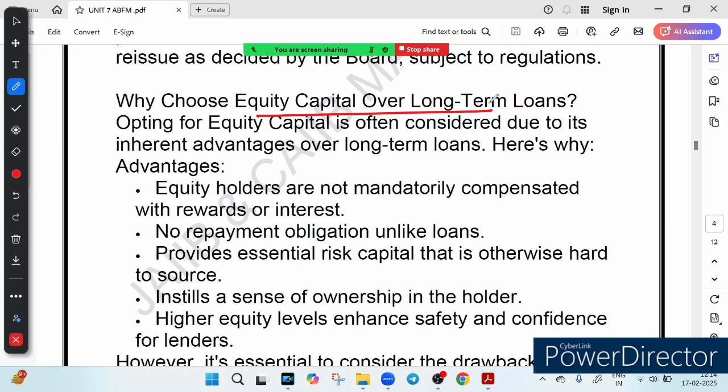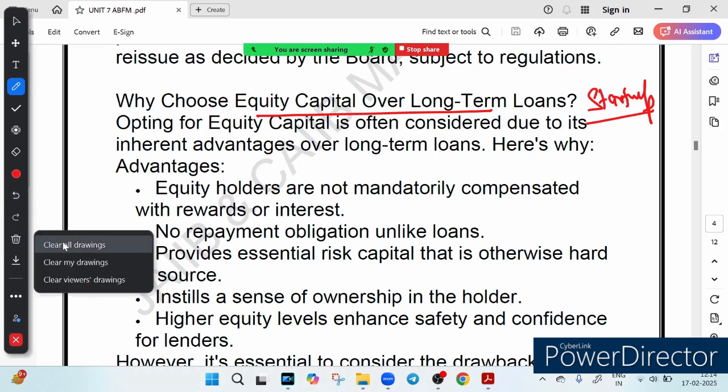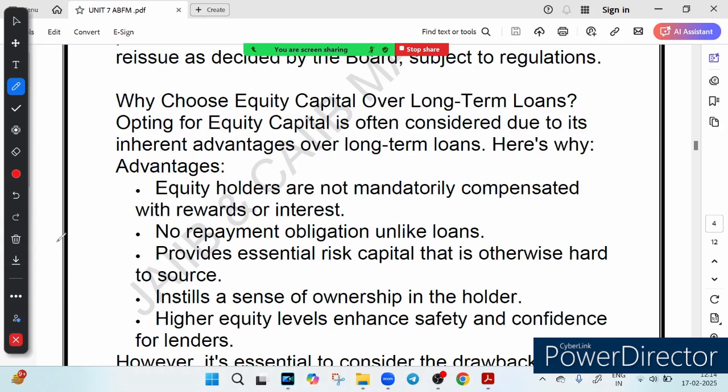What's the difference? Think of it like running a startup. Suppose you are running a startup and you need money to grow, but where should the money come from? You have two choices. The first choice is equity capital, which means selling a piece of your business to an investor. This is called equity capital.